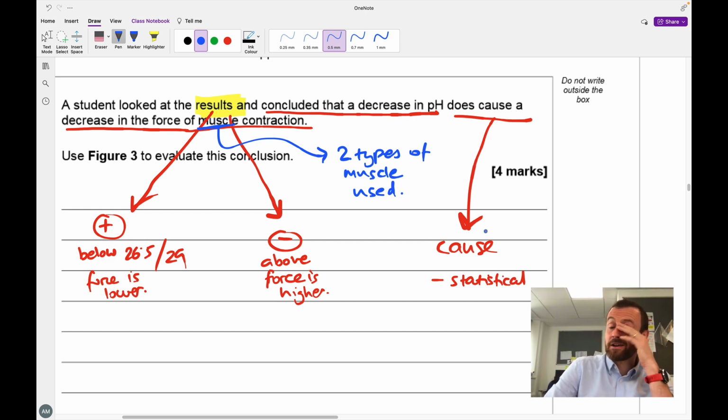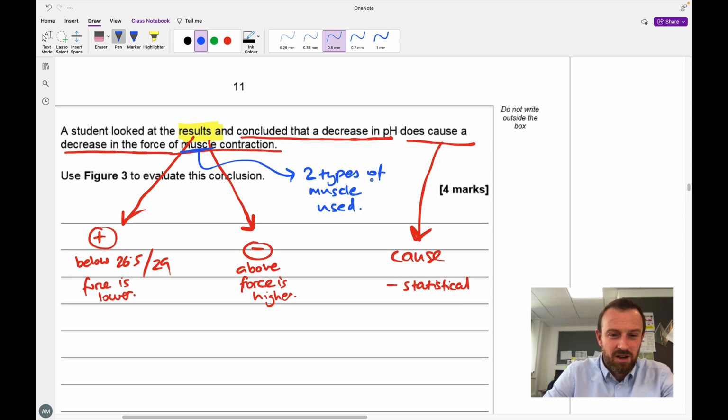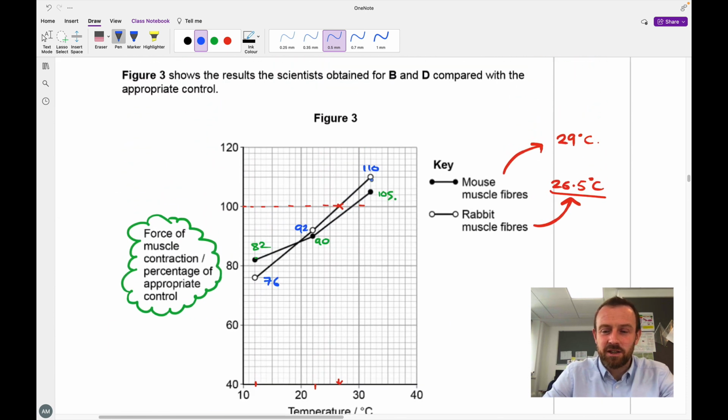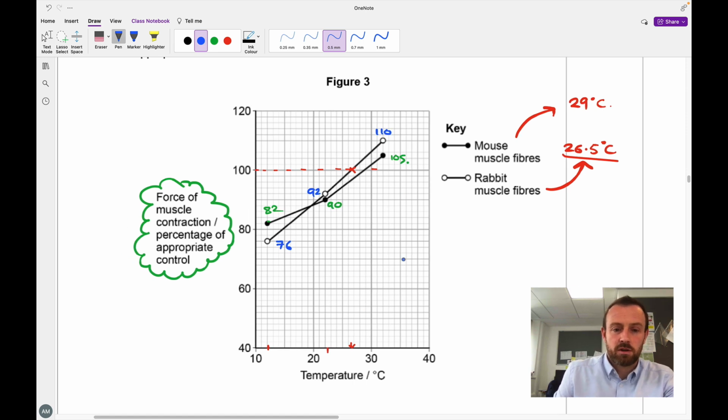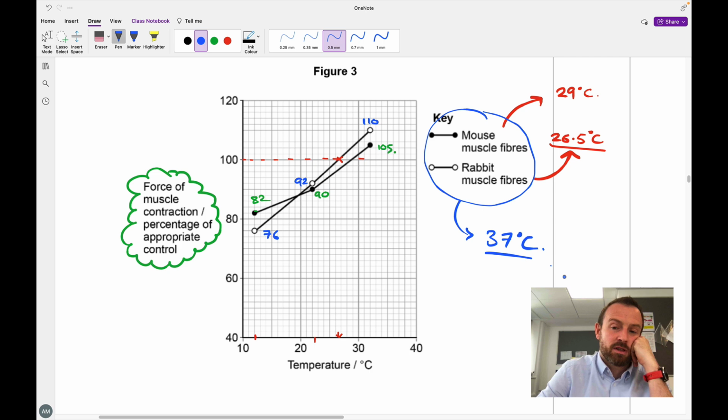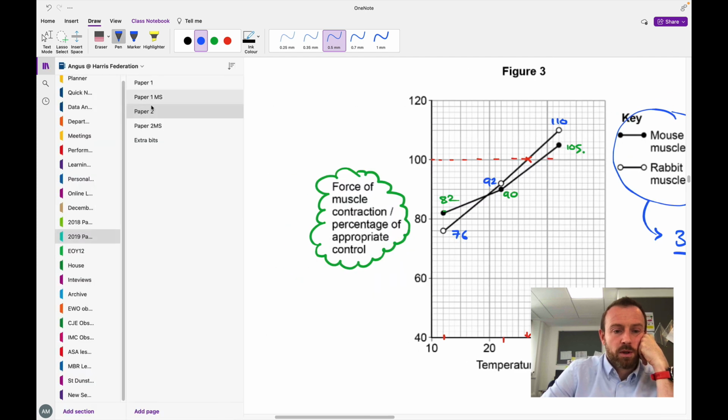And a final thing I might throw in, just as a guess, is that I don't like the temperatures this investigation is done at, because the maximum temperature is 32, but mouse and rabbit muscle fiber in real life would be pretty close to 37 degrees C, because that's body temperature for mice, rabbits, humans and mammals. So why are we doing this at 32? It seems strange. Let's have a look at the mark scheme and see what points are available.